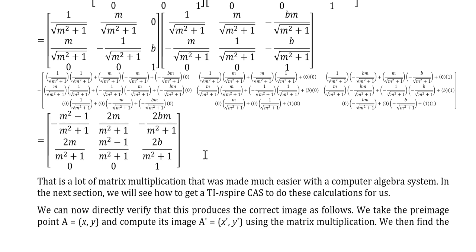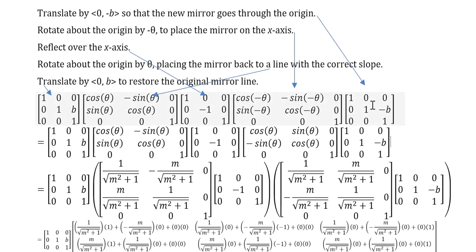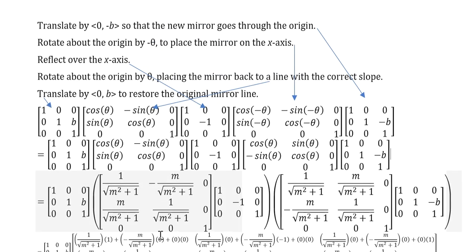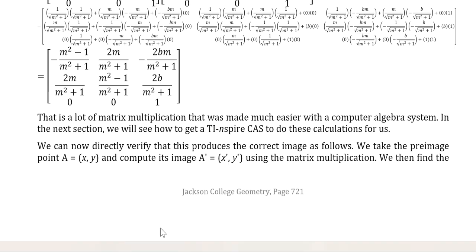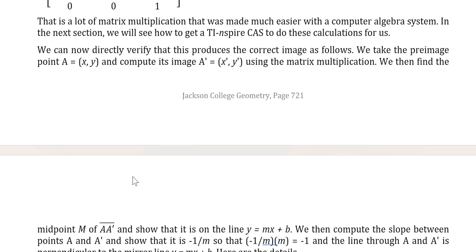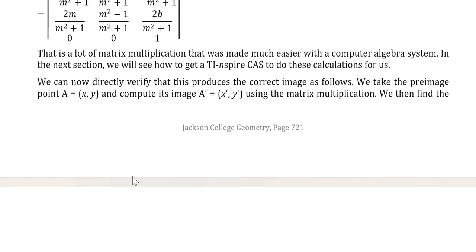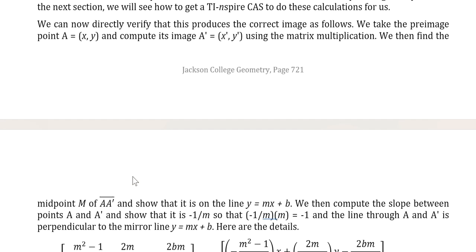Now, again, how can we be sure? I went through these steps, and hopefully it makes sense why these steps might work. But how can we verify that this actually works? Well, let's do it directly. If we take a point A, which is (x, y), and compute its image (x', y') by multiplying by this matrix, then let's make sure that it is a reflection over the line y equals mx plus b.